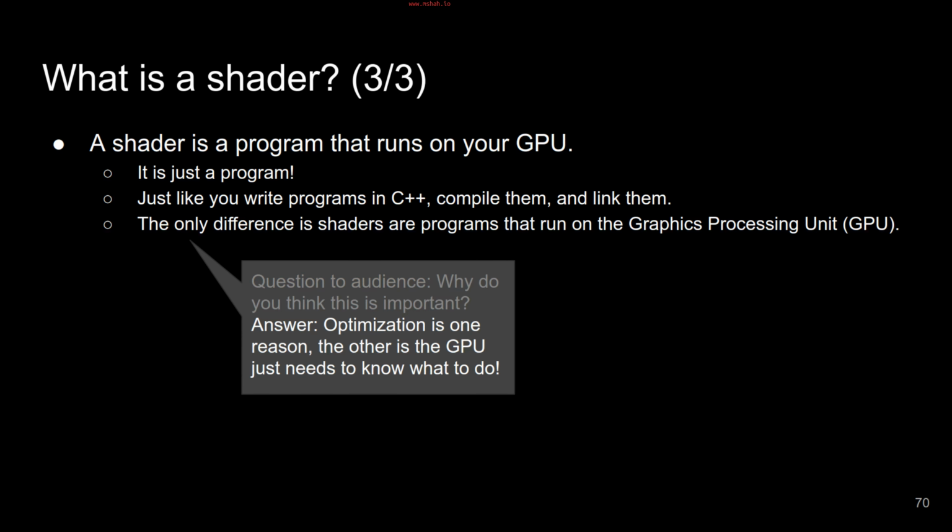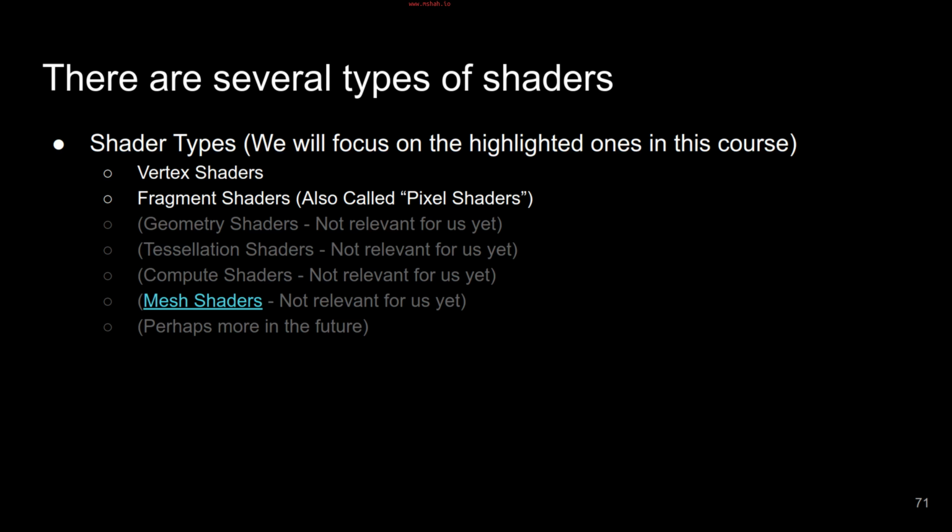Well, optimization is one reason, and the other, because again, that idea of having a coprocessor that can execute while our CPU is doing something, but the other is that the GPU just needs to know what to do. We have to tell it, right? It doesn't have anything built into it. Okay, so again, as I mentioned, there's different types of shaders. We're going to focus on the first 2 in this class: vertex shaders and fragment shaders. Fragment shaders, depending on what API you're using, meaning if you go and use Direct3D or Metal or Vulkan, they might call them pixel shaders or something, but that's the idea.